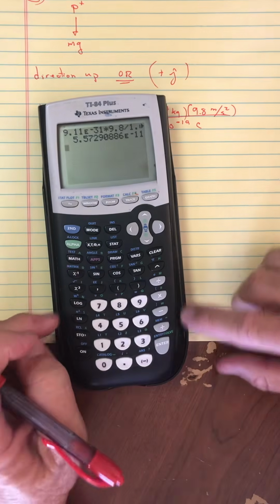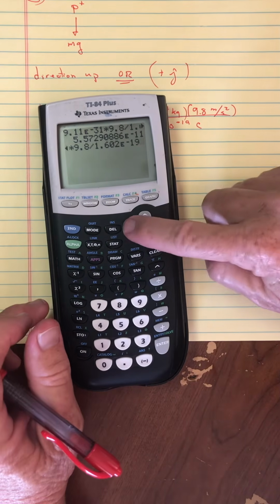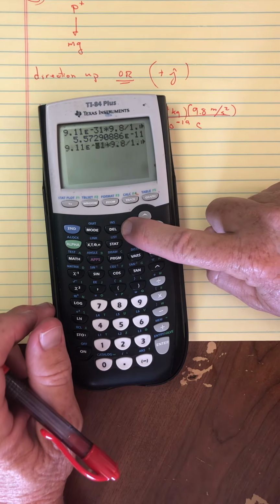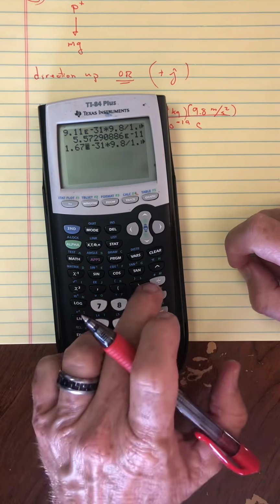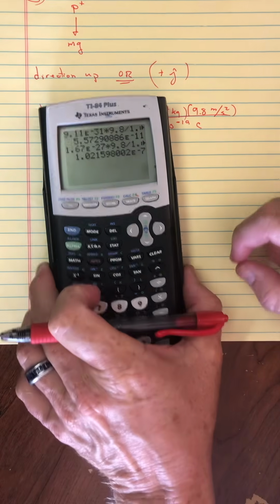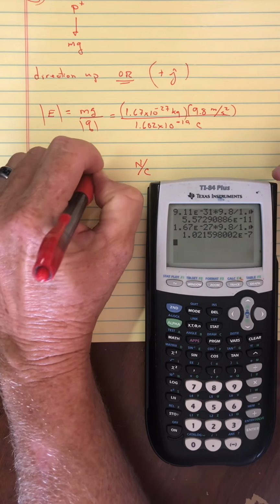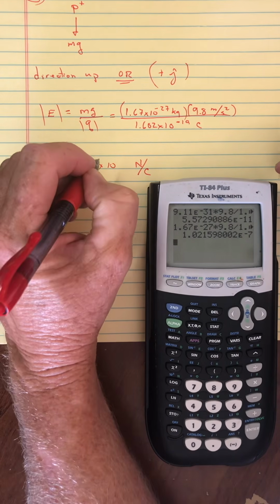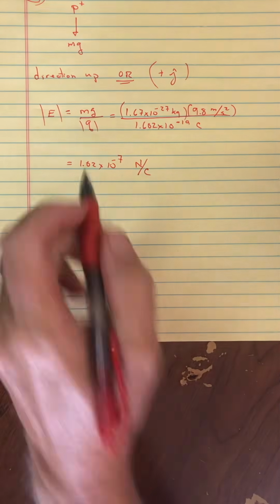And in fact, maybe I'll just save myself a couple of keystrokes and just go to re-enter, and only have to change the beginning. 1.67 times 10 to the negative 27. Everything else should be the same. And so this comes out to be 1.02 times 10 to the negative 17 newtons per coulomb.